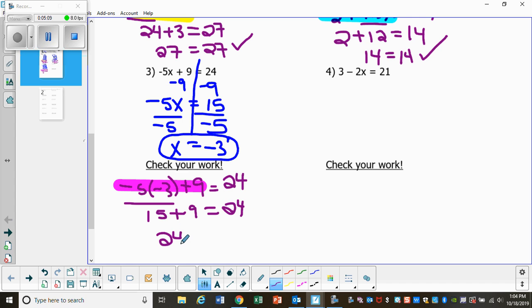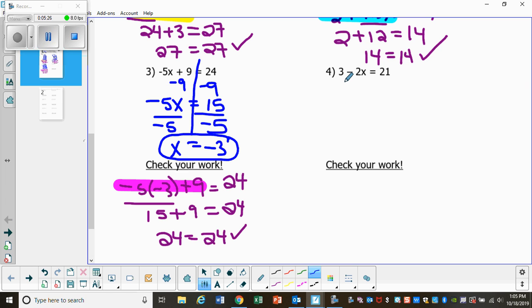And so since 24 equals 24, check. I'm in balance. Okay? So if for some reason the left side didn't equal the right side, that means that what you found for x, or the variable given, is not correct. All right, let's look at this next one.